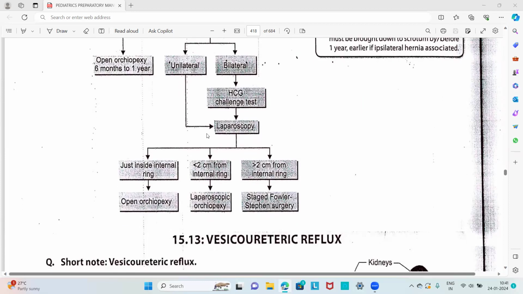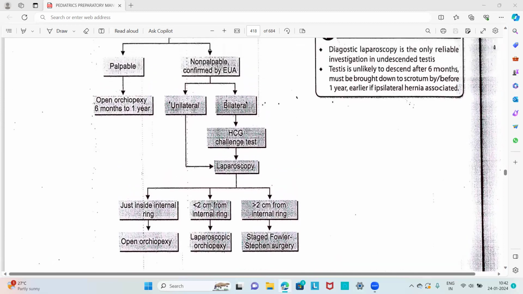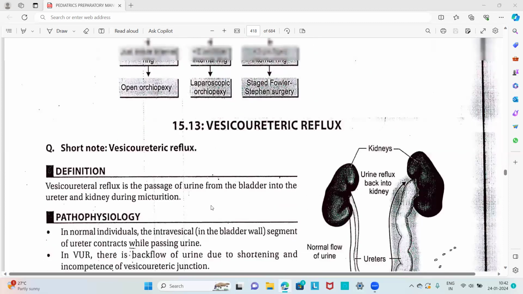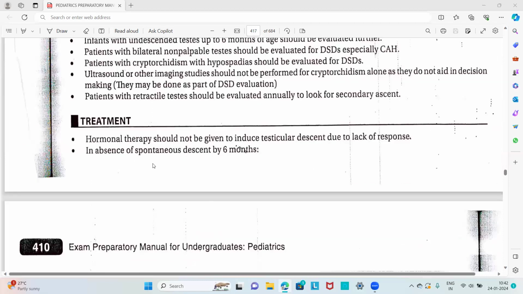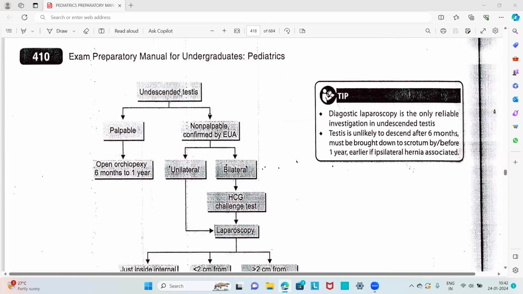By laparoscopy, we go for open orchidopexy, laparoscopic orchidopexy, or the staged Fowler Stephens surgery. So that is all regarding cryptorchidism. In the absence of spontaneous descent by 6 months, we have to go for surgery. This is the surgery for the undescended testis.